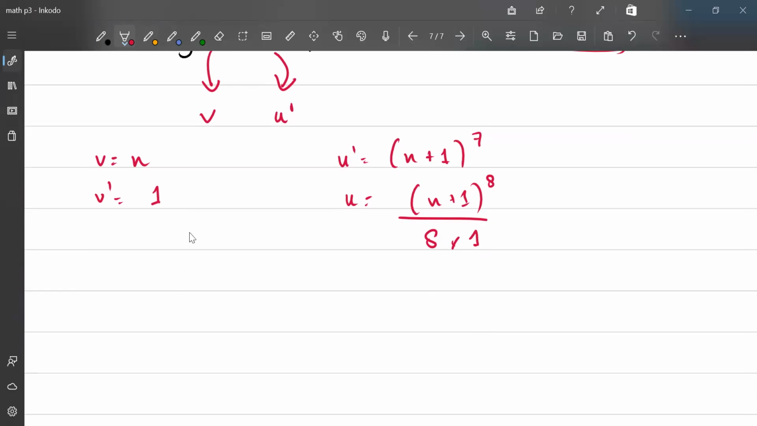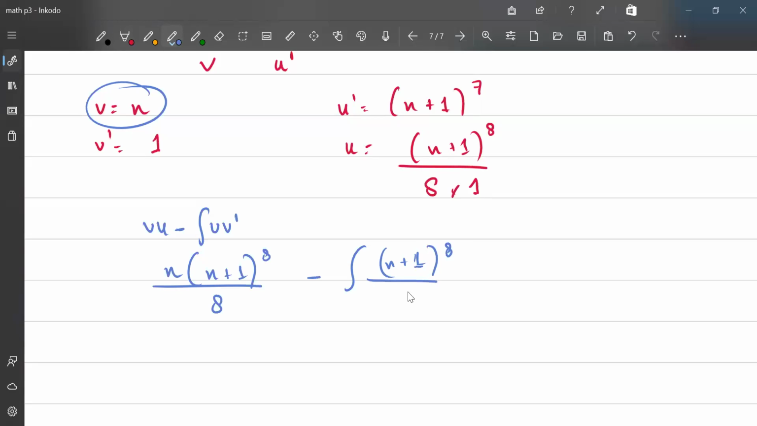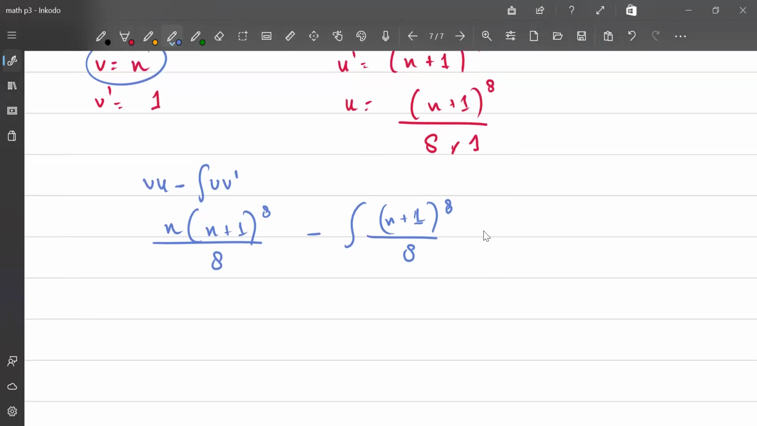So let's apply the formula, which is vu minus integral of u v dash. So v is x and u is (x plus 1) to the power 8 upon 8, minus integral of u v dash. So vu is x into (x plus 1) to the power 8 upon 8, and v dash is 1. We can leave it as this.